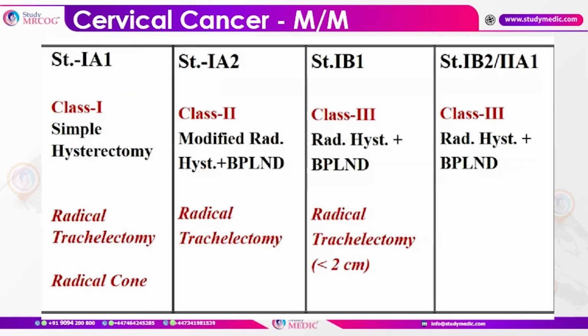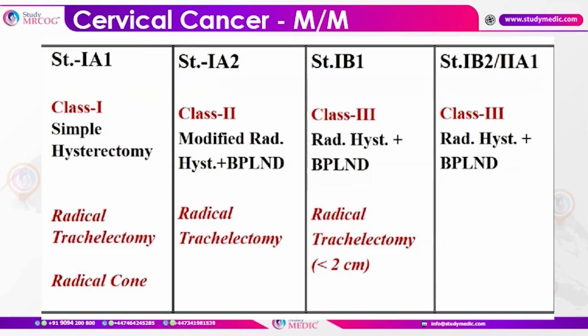And if she wants to go for a fertility sparing surgery, it will be radical trachelectomy. Usually, we advocate radical trachelectomy for less than 2 centimeter tumors because for more than 2 centimeter tumors, usually the chances of needing an adjuvant therapy increase, plus the margins are usually positive and the survival rates are not very good.